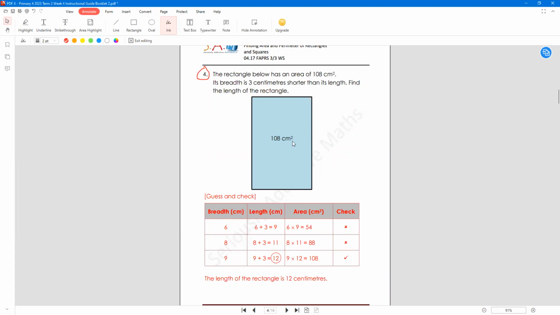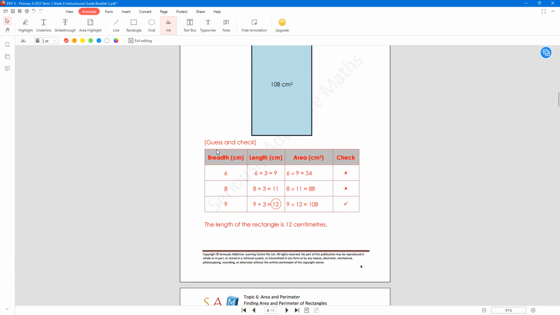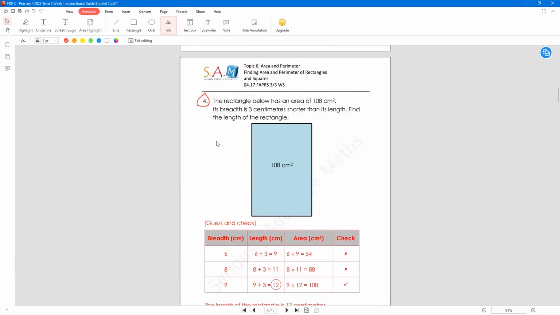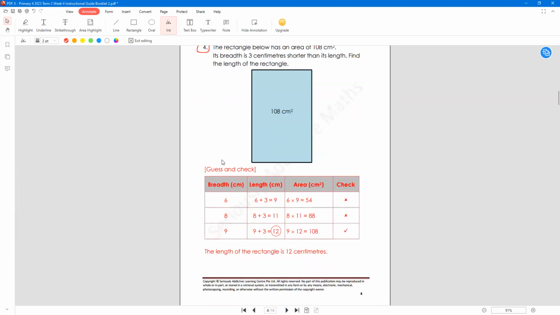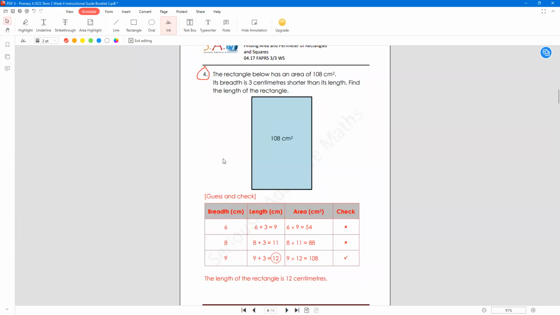Tell them that they have to use guess and check, right? So help them with this. They can start with two numbers, basically two numbers multiplied by it will get 108. It's just that the breadth and the length is 3 cm more.